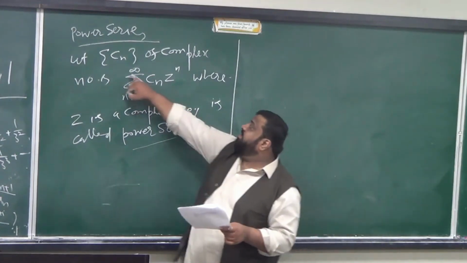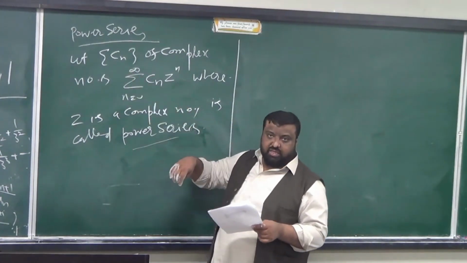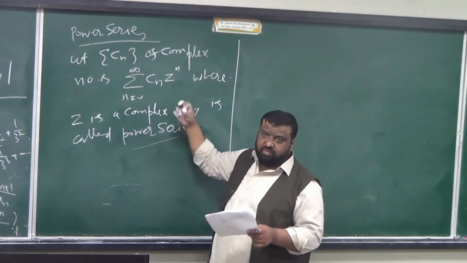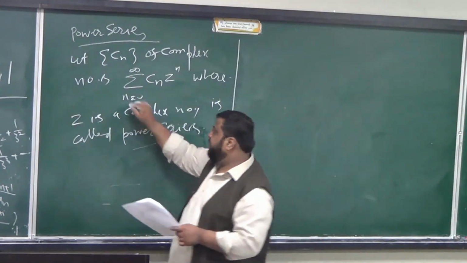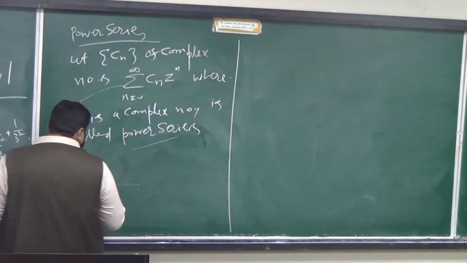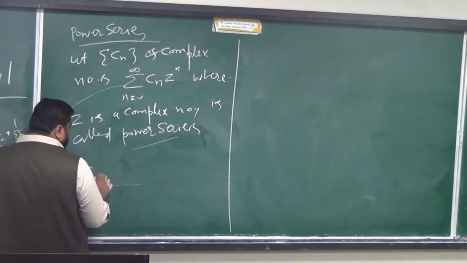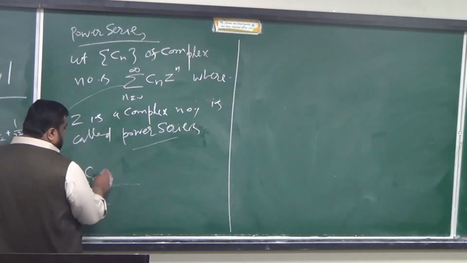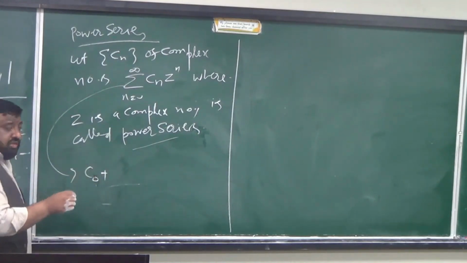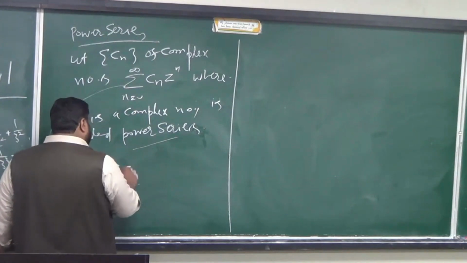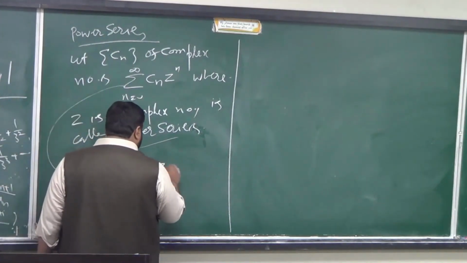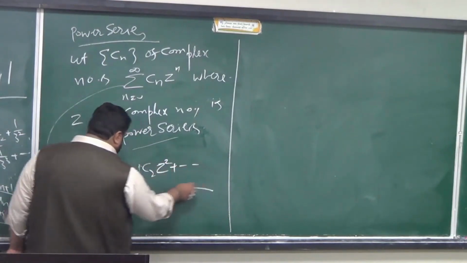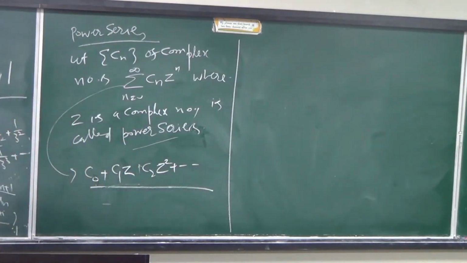So you have a sequence of complex numbers. You are multiplying that sequence of complex numbers with the terms. So in other words, if I write it more explicitly, I take C0 multiplied with z raised to 0, plus C1 z to the power 1, plus C2 z square, and so on and so forth. So this kind of thing is going to be a power series.